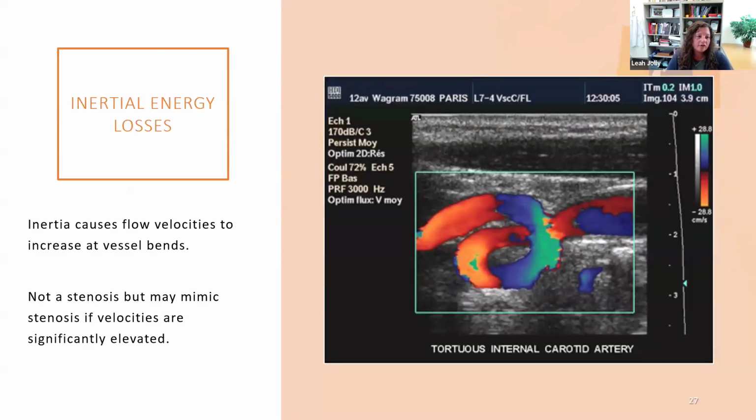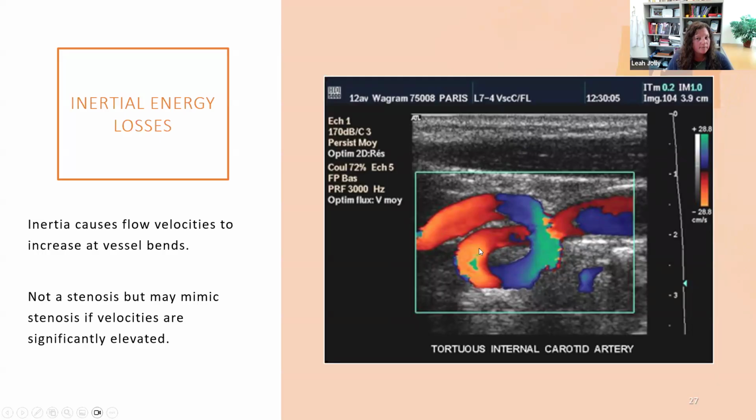There are some inertial energy losses as we go through the body, especially if we encounter a bend in the vessel. So here we have this carotid artery that's actually looping over itself. So it's doing an entire loop like a roller coaster. And what happens here is that we have velocity increases. You can see that there's color aliasing on either side here. But we'll get high velocities if we measure there.